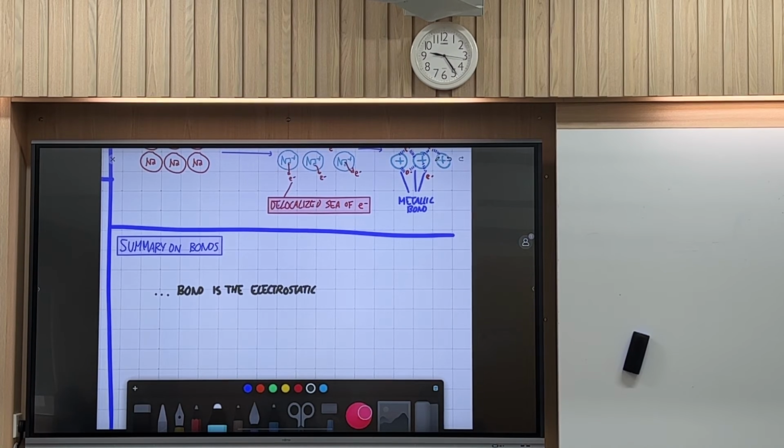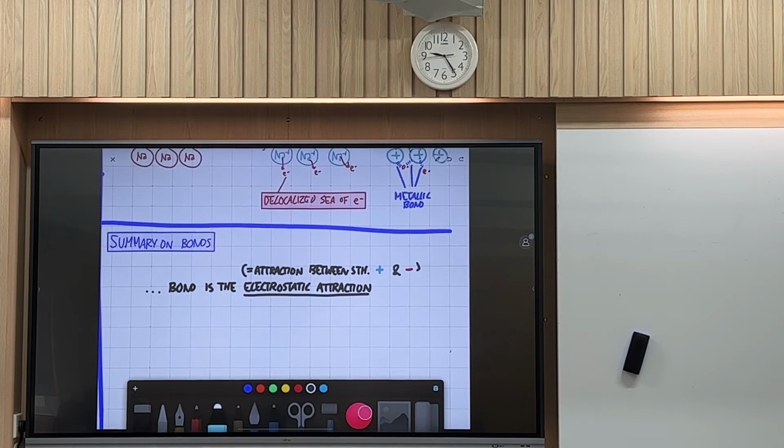You know electrostatic means between positive and negative. When you have something positive attracting something negative, the attraction between them is called an electrostatic attraction. Let's dumb this term down a little bit. It means the attraction between something positive and negative. That's electrostatic attraction.